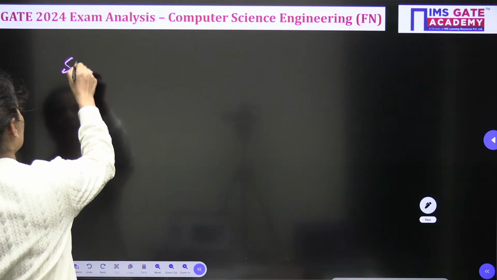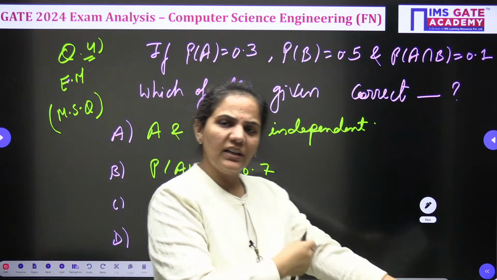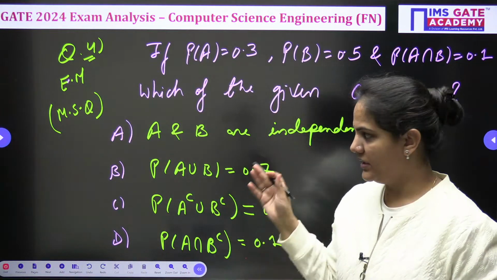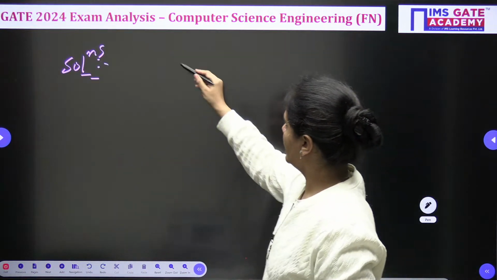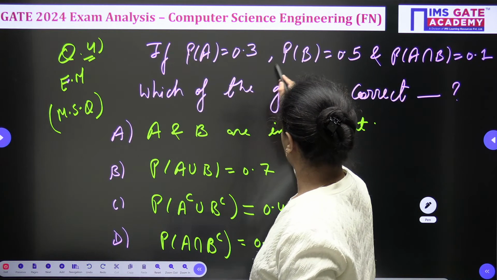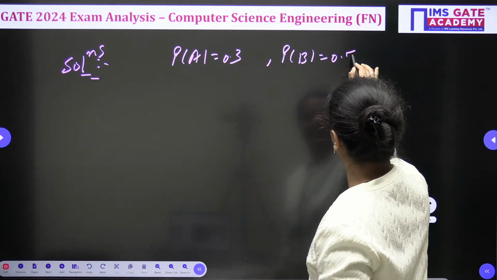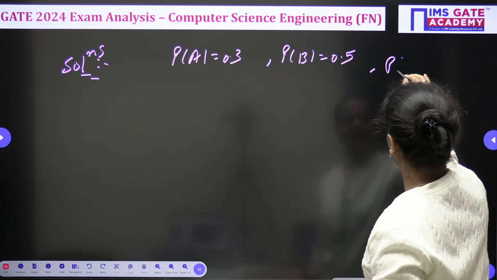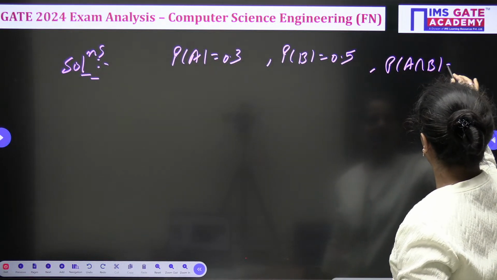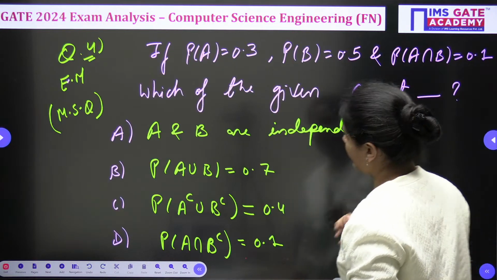So here we can go for the solution. First of all, whatever is given, we can start with that, and along with that we can take each and every option. So what is given, I am writing here. Probability of A is 0.3, probability of B is 0.5, and the intersection is 0.1.